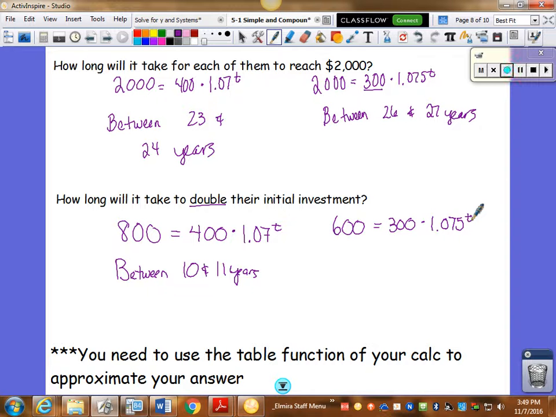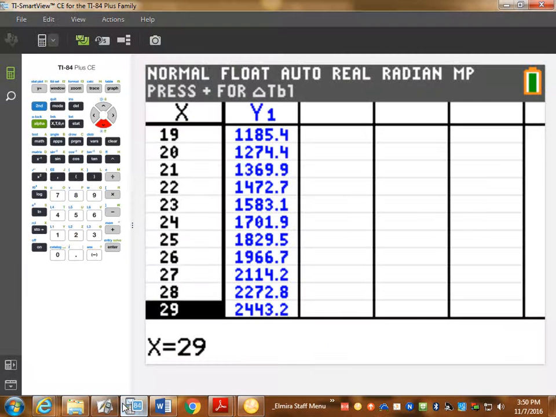Okay, guys, really important on your homework assignment that you write down this step right here and right here. It shows that you understand what you're looking for, and I can't see what you're putting in the calculator. So if all you write is between 10 and 11 years, I don't know why you put that answer unless you write down the formula. So make sure you write that.